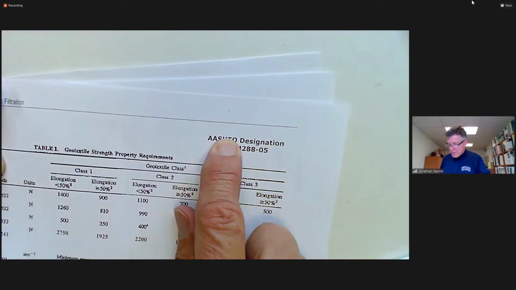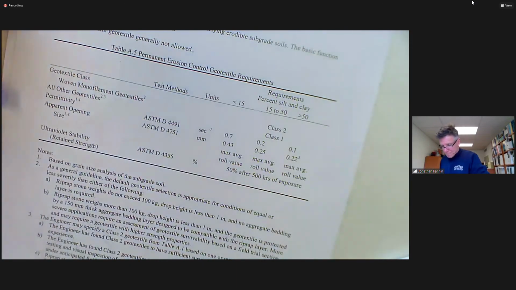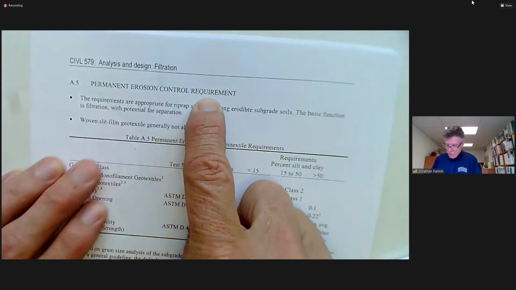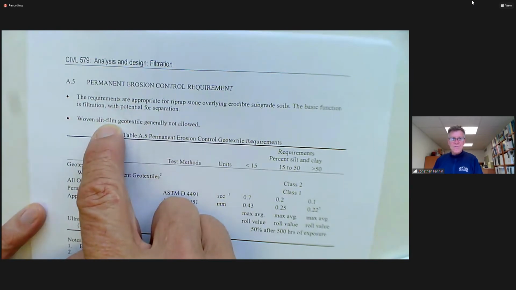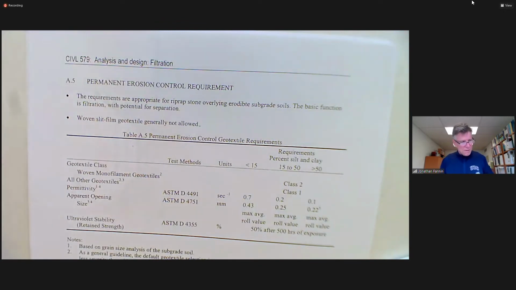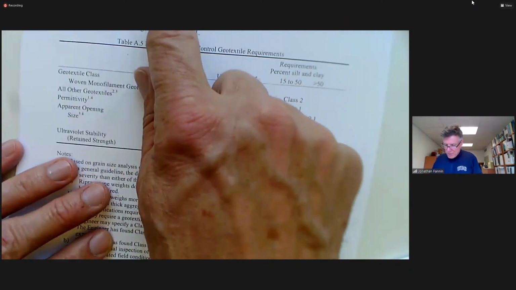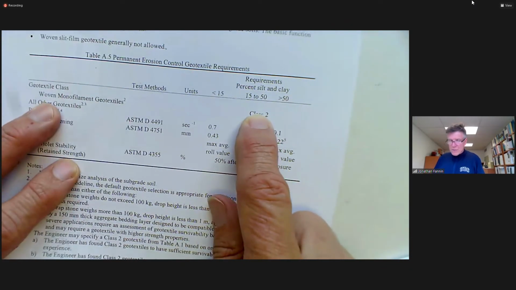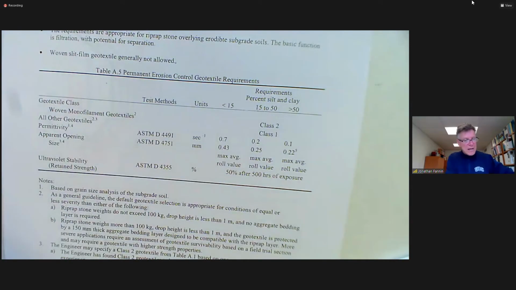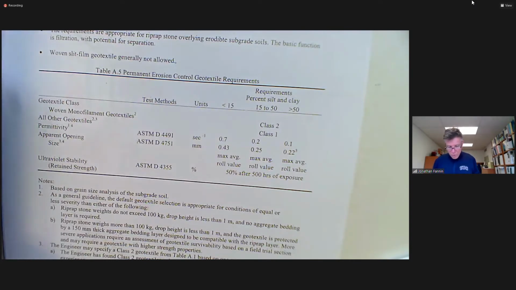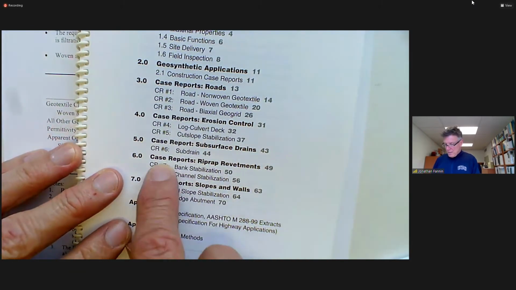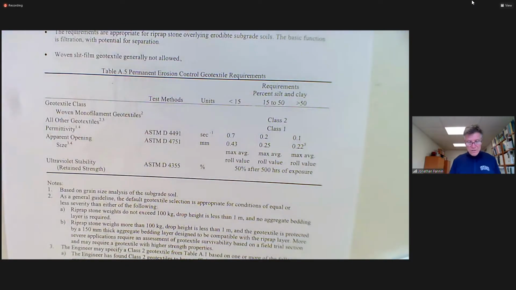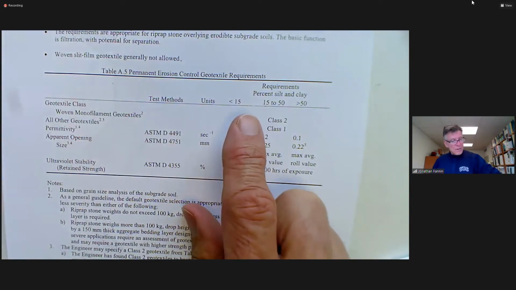If you're looking at AASHTO and you're looking at strength, AASHTO will say for permanent erosion control, the requirements are for riprap stone, basic function is filtration with some separation, don't use woven slip films. They're too slippy. The rock doesn't adhere to them quite so well. But my main point was go in and get a class 1 or a class 2. And what you're doing is blindly applying almost a standard specification document. And I can tell you quite emphatically from all of those case studies in the forest sector, for all those roads, log culverts, cut slopes and bank stabilizations, that this works. So that's where our strength would come from.